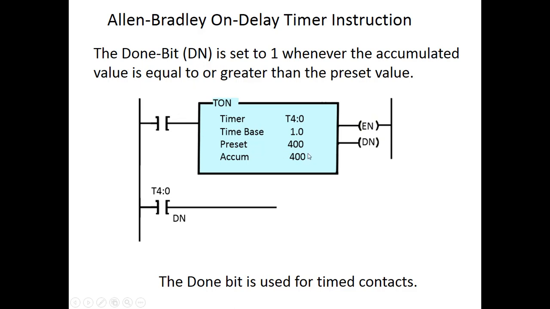and it times for 400 seconds. The total time, as long as this is true, remember the EN bit is true. But the DN bit is not true until the accumulation hits the preset. So 1, 2, 3, 4, all the way up to 398, 399. When it finally hits 400, this closes and becomes true. So the done bit represents the timed contacts.